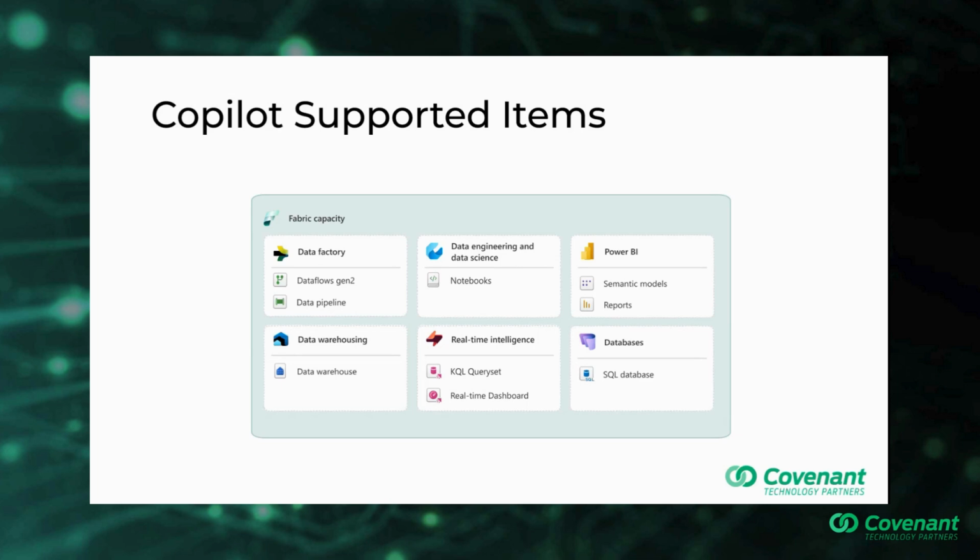And so there's some notable things missing here, and a lot of those places that are missing is where some of those private previews come in. For example, Data Lakehouse is missing from this list. There currently isn't any sort of support there for Copilot.